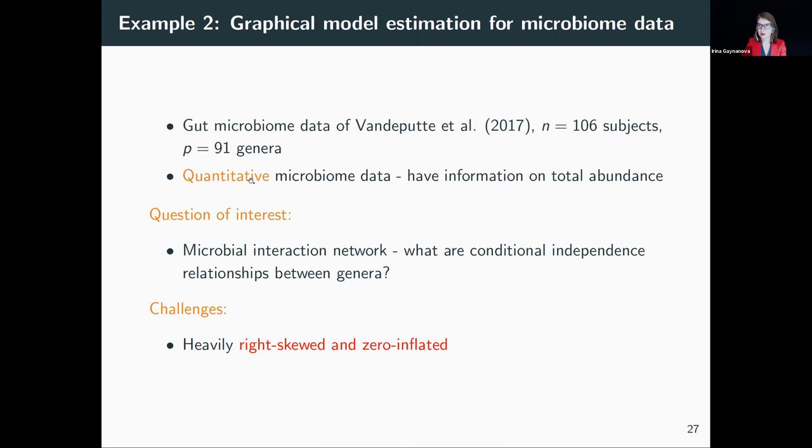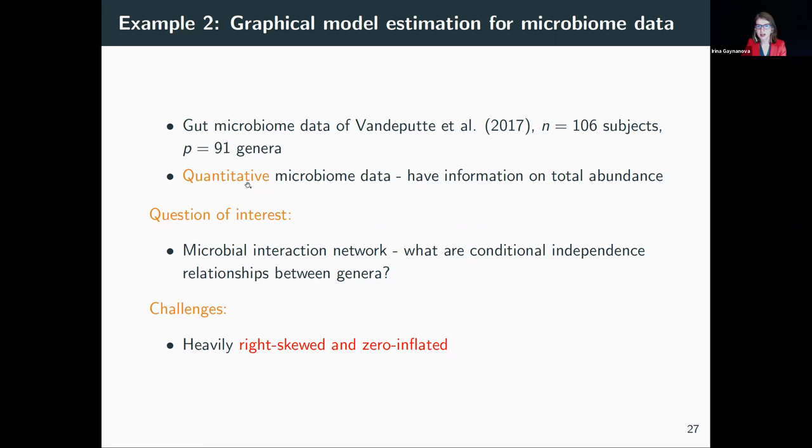We use the data from Wandiputa that is quantitative. I know that some of you may have worked on microbiome data. Typically it's compositional. Here we actually have quantitative data so we can compare the counts across the samples. There is an extension that we have for compositional data that I can also discuss if there are questions, but for now I'm ignoring that because that's not what this data is like.